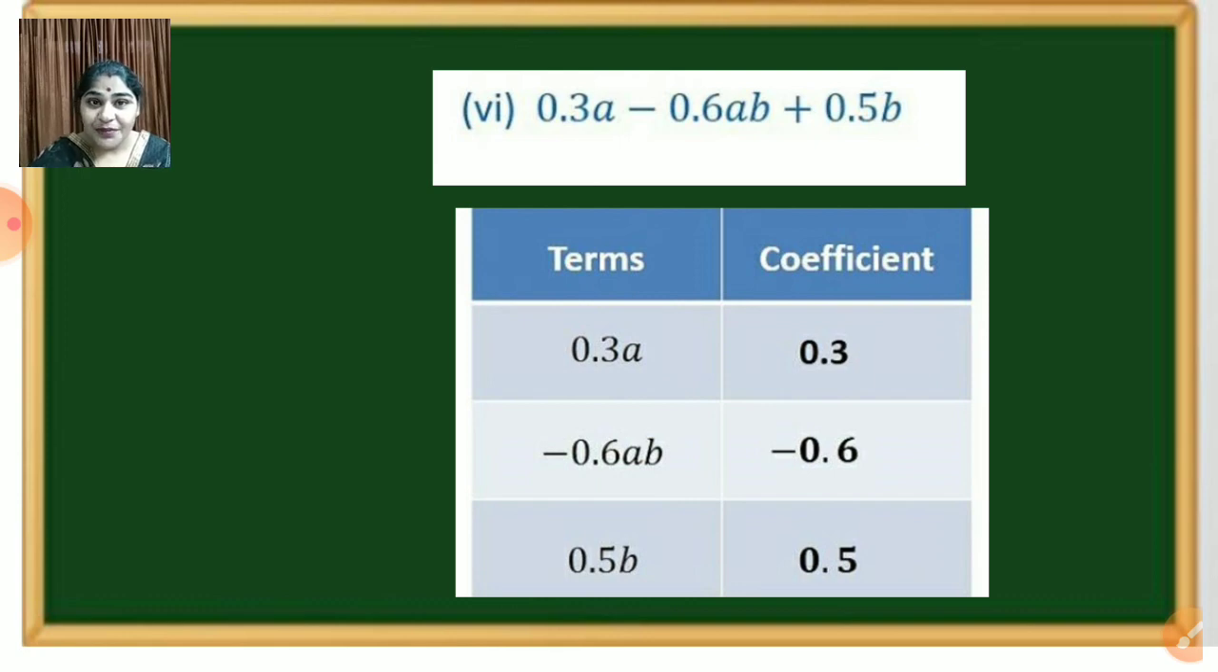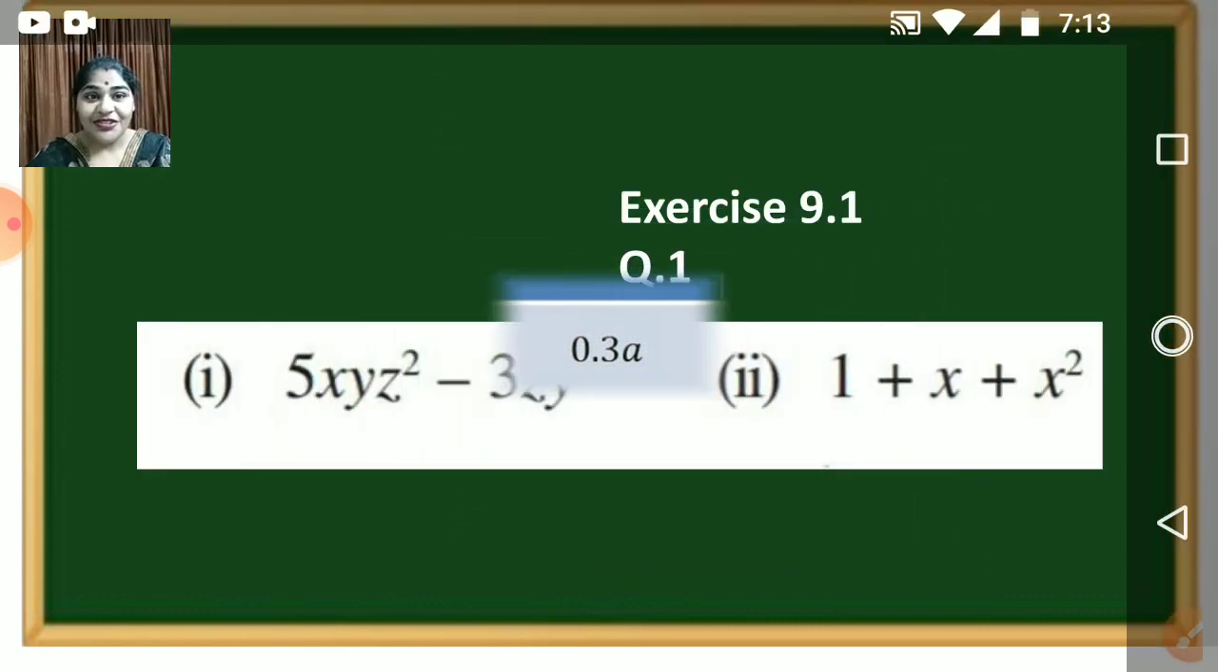So these are the terms, children. There are 3 terms you can see. 0.3a is the first term, so the coefficient will be 0.3. Negative 0.6ab is the next term, so obviously the coefficient will be negative 0.6, that is the negative coefficient. The next one is 0.5b, the coefficient will be 0.5. I hope this is clear now, children.